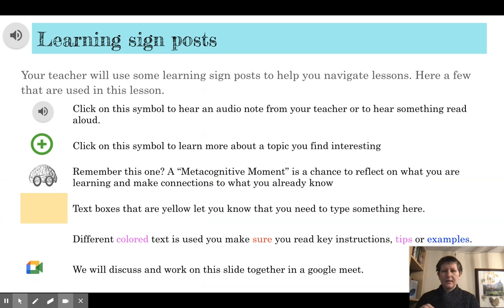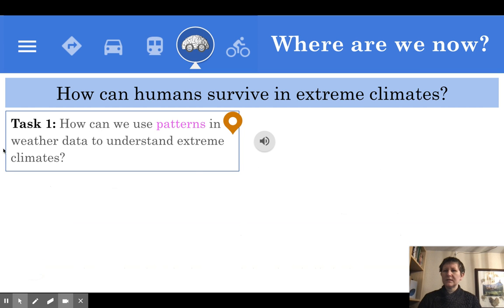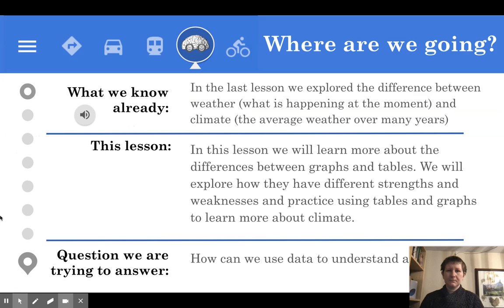So once again, here's our learning signposts. Anytime you see this listening icon, you can click on it and hear me explaining more on that slide. We're still in this first task where we're looking at using patterns in weather and data to understand extreme climates. And actually, graphs are a great way to just easily, boom, see those patterns.